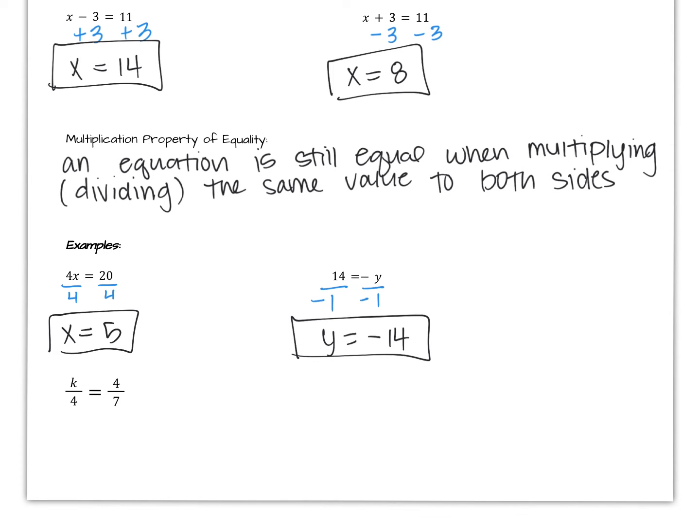And our last example, we have k over 4 equals 4/7. So I'm currently dividing my variable by 4. So I'm going to multiply both sides by 4. Now when I multiply the right side by 4, I'm technically multiplying by 4 over 1. So we're going to get k equals, and I do 4 times 4, which is 16, over 7 times 1, which stays 7. So we get k equals 16 over 7.